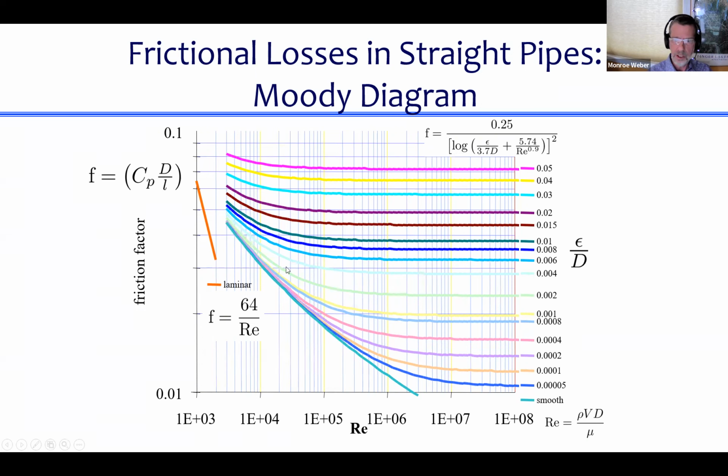And then the rest of the graph is a series of curves, each one for a different roughness of the pipe. The smooth pipe is all the way in the bottom, having the lowest friction factor possible. And as you get rougher and rougher, you go higher and higher up on the graph. What you notice is that all of these lines go flat. They all eventually are level on this graph, which means that the friction factor takes on a constant value.